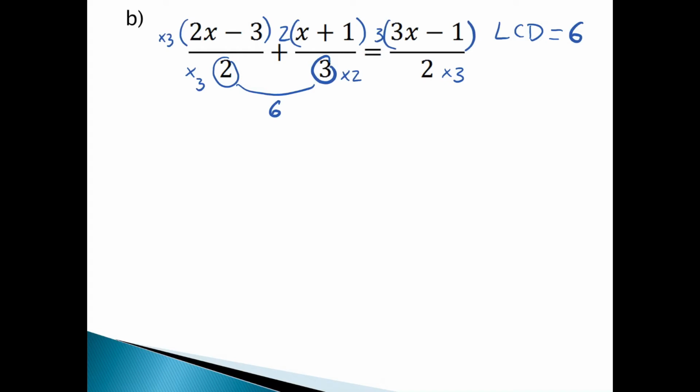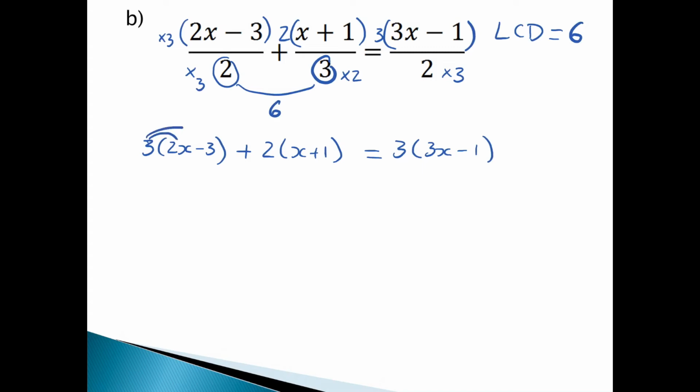So now, what's going to end up happening is I'm going to be forming some brackets. So on the outside here, I've got 3 open brackets, 2x minus 3. Then I've got plus 2 open bracket, x plus 1 equal to 3 open bracket, 3x minus 1. Okay, so now in this step, I've already gotten rid of my denominators, because they are all equal to 6. So I've gotten rid of them, and now I'm just working with my numerators.